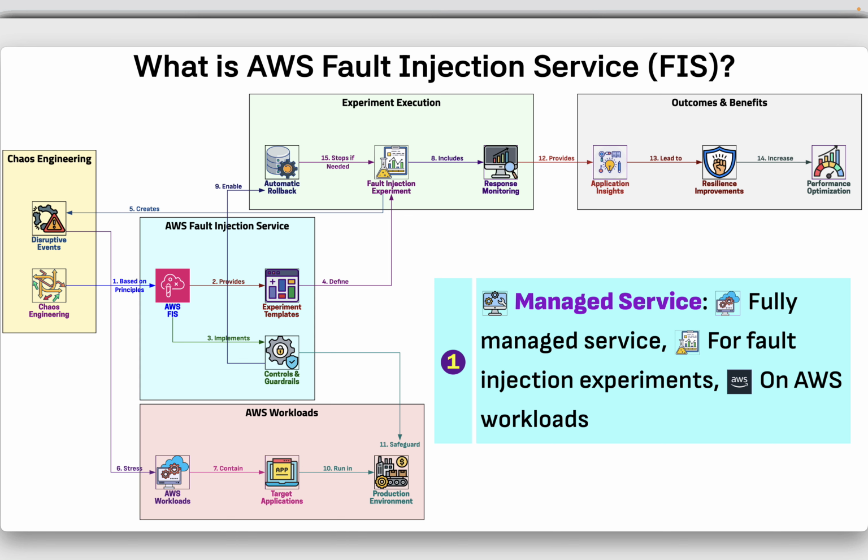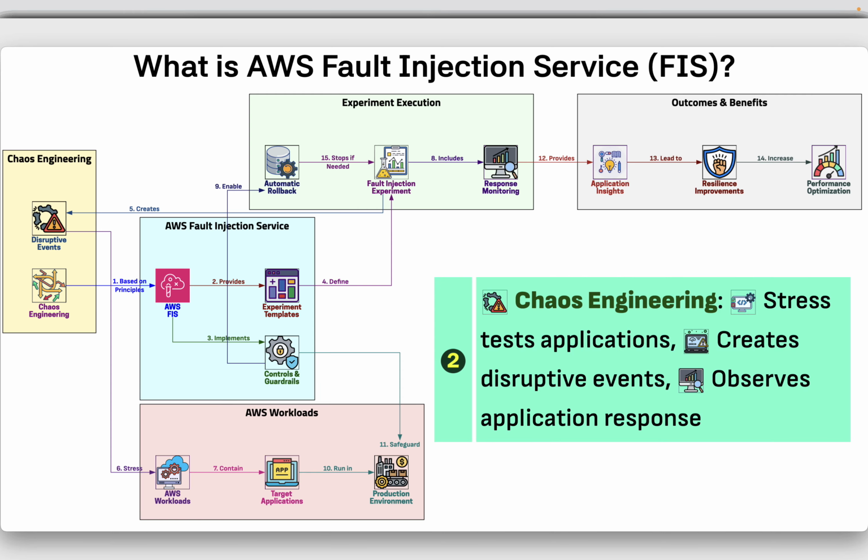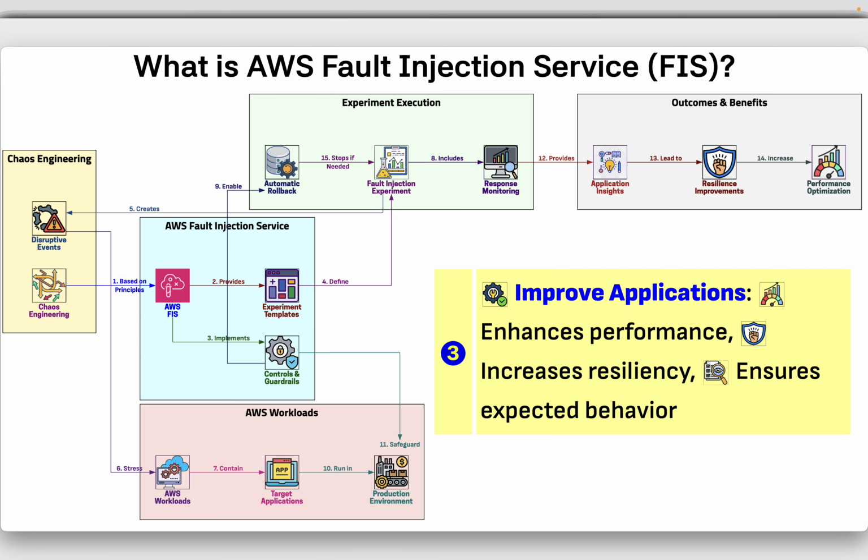So what is AWS Fault Injection Service? AWS Fault Injection Service is a fully managed service for running fault injection experiments on AWS workloads. It uses chaos engineering to stress test applications by creating disruptive events and observing the application's response. This information helps improve application performance and resiliency, ensuring they behave as expected.